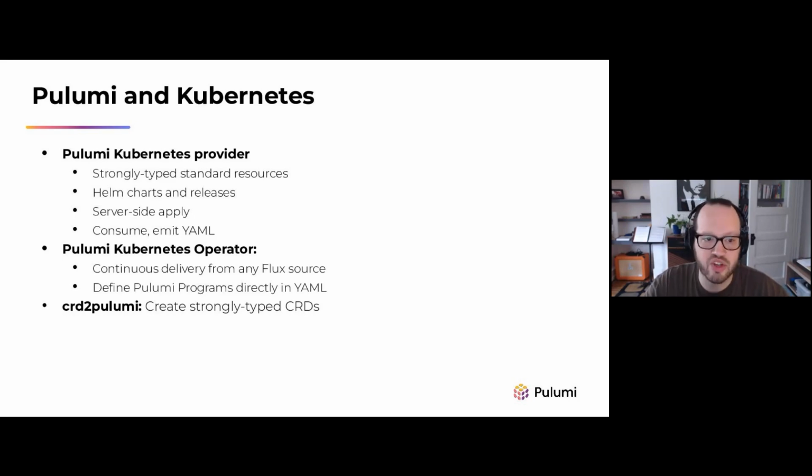That will give you the strongly typed standard resources. So like deployments, config maps, secrets, all those Kubernetes resources are in the Kubernetes provider. You can also manage Helm charts and releases. We have two different ways of doing Helm charts. One will essentially run Helm template locally, and the other will basically do like a Helm release. We also support server-side apply. So for example, in the config map, we have a config map patch resource that will allow you to get those server-side apply HTTP patch semantics.